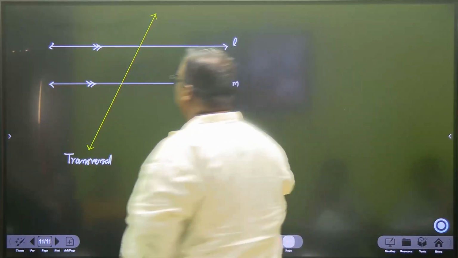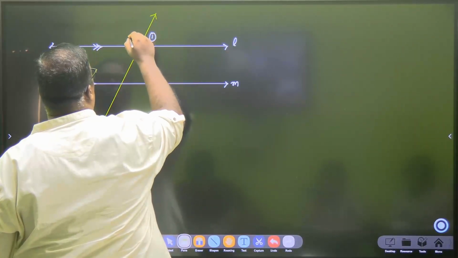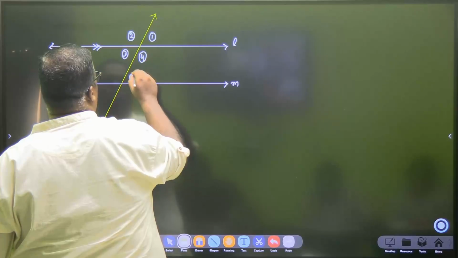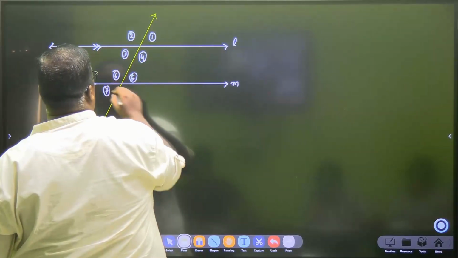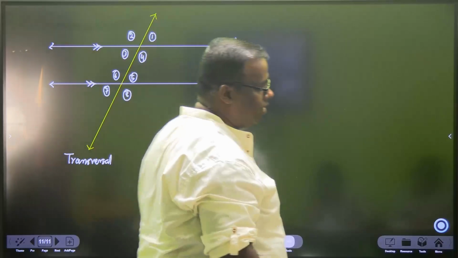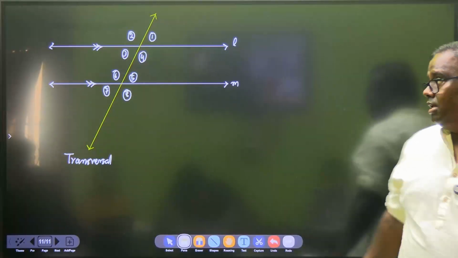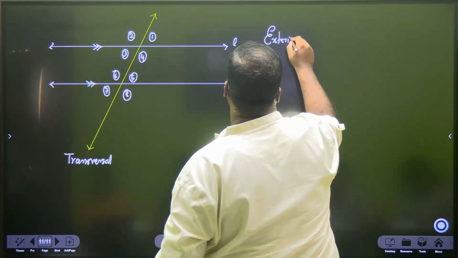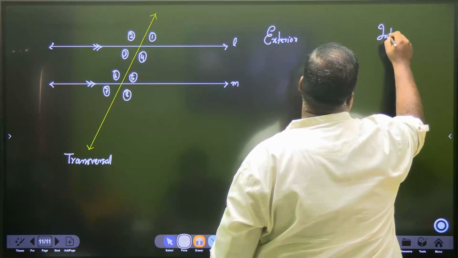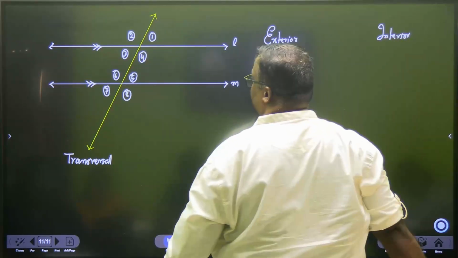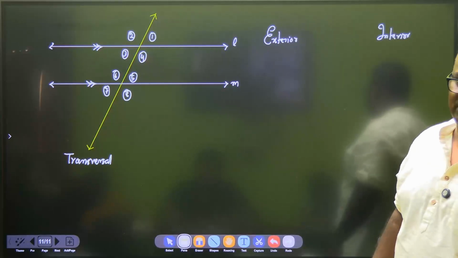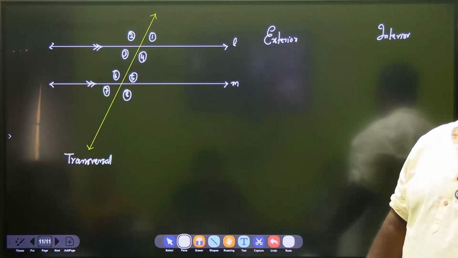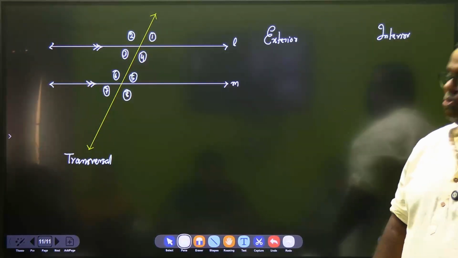Let's put some numbers to the angles: angle 1, angle 2, and so on. Numbering is usually done in a clockwise or anti-clockwise manner. So this is 5, this is 6, this is 7, and this is 8. First, understand there is something called exterior and something called interior. Exterior is anything external to the two parallel lines, on the top and on the bottom. Interior is anything enclosed between the two parallel lines.